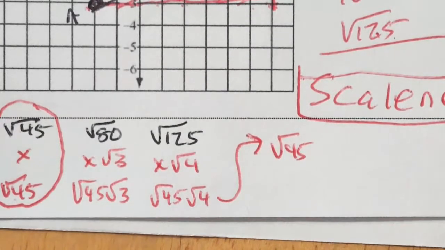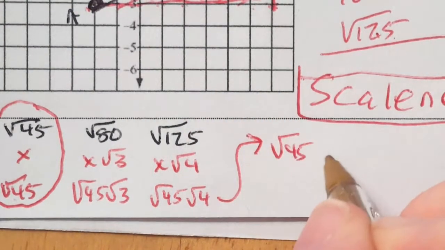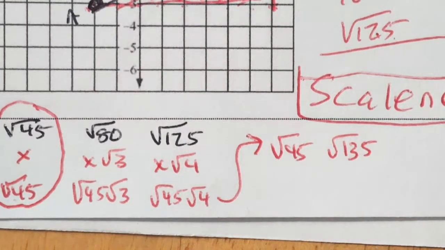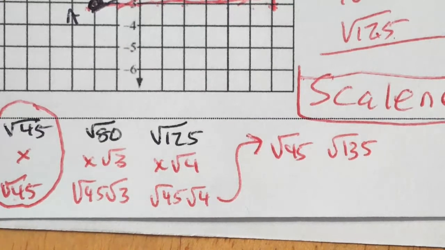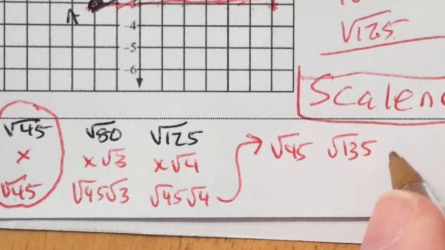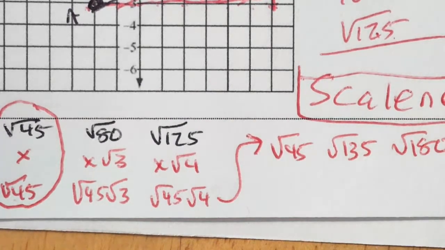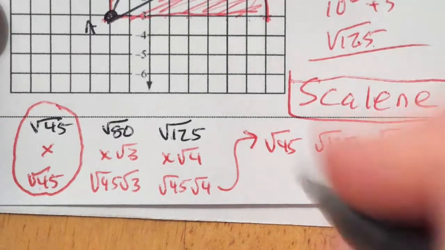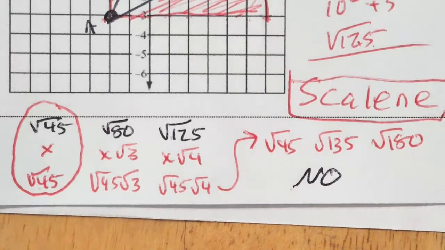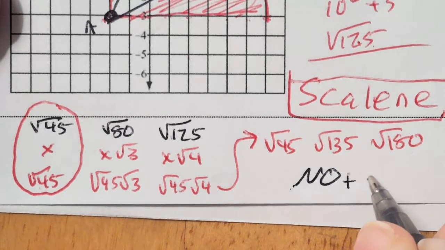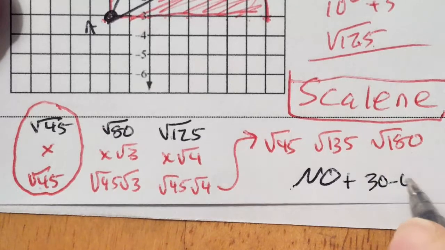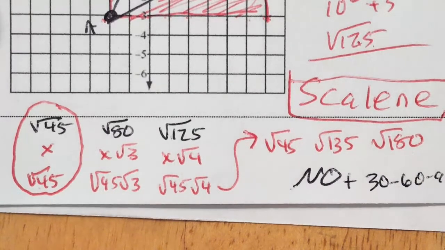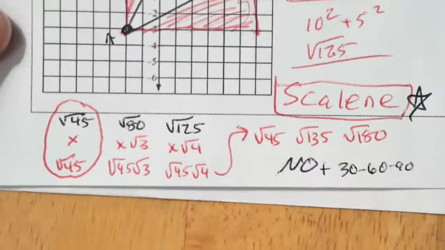And then this right here, 45 times 3, would be the square root of 135. And 45 times the square root of 4, 45 times 4 will be the square root of 180. So the question is, are these two the exact same thing? No. So this is not a 30, 60, 90. It's only scaling. It is only scaling.